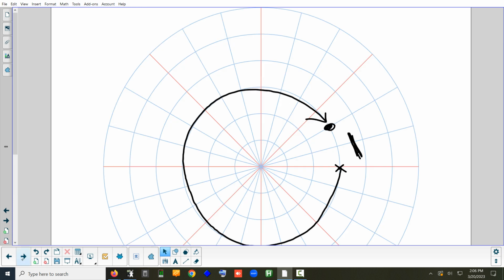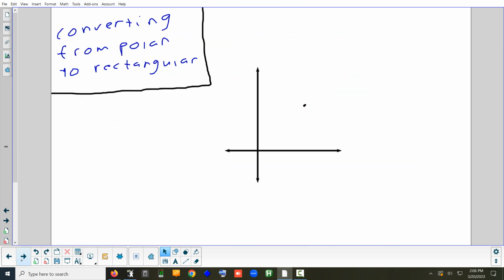Okay, so we got that. All right, so last thing we're going to look at. And this is going to connect with the first thing we do tomorrow, except we're going to flip this around tomorrow and do it the other way. So this is how we convert a point from polar to rectangular.